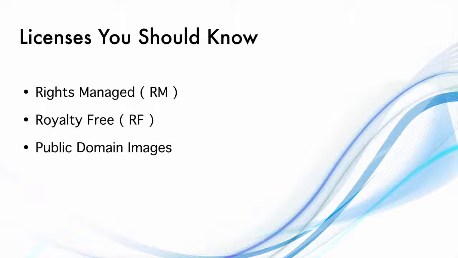Then there is something called public domain images. A public domain image is basically where the license or copyright of the image has expired or has been forfeited by the photographer or the creator of the image itself. So it is available in the public domain, and anybody for that matter can go ahead and use this photo without any kind of restriction.